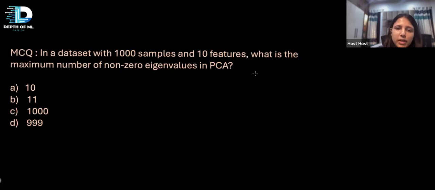In a data set with 1000 samples and 10 features, what is the maximum number of non-zero eigenvalues in PCA? So, the maximum number of non-zero eigenvalues. Eigenvalues basically tell you the variance of every feature, right? So if every feature is explaining some variance, then we'll have non-zero eigenvalues.